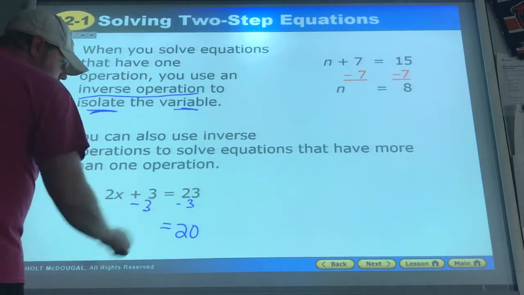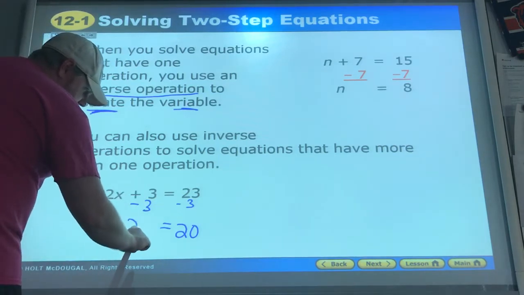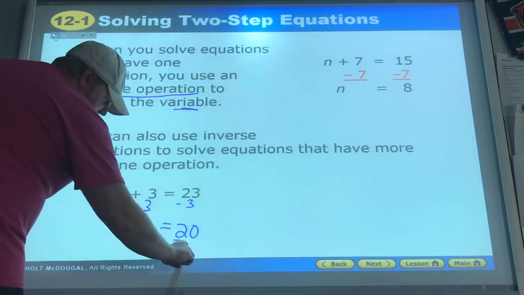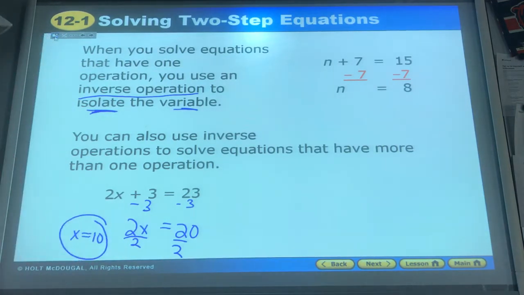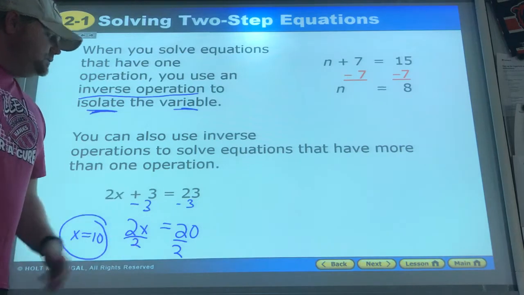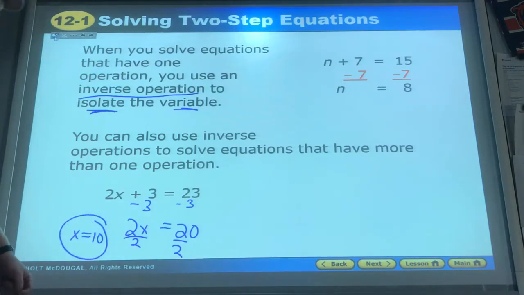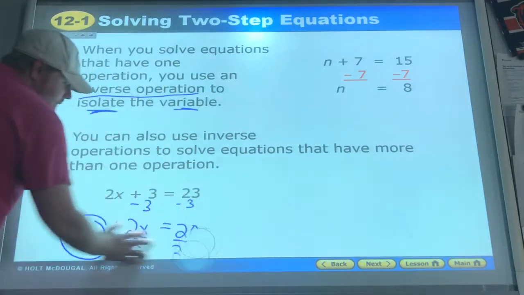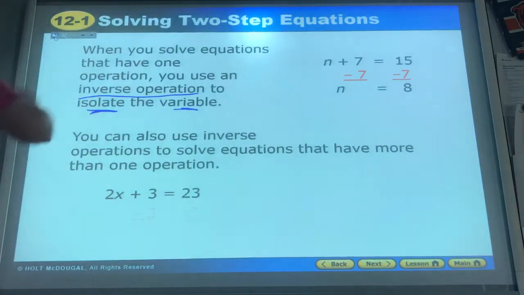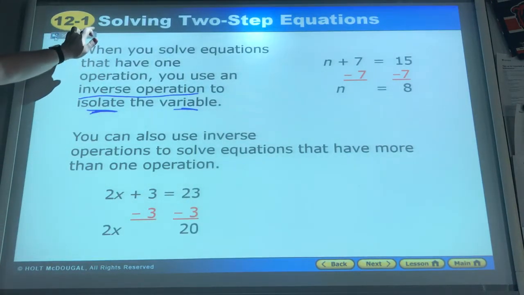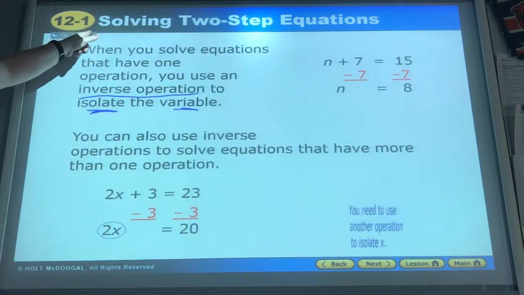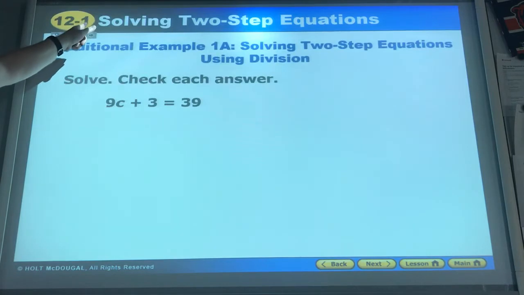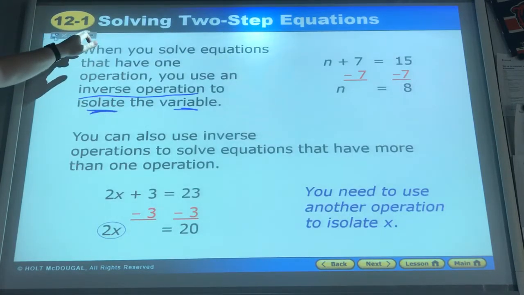All right. Minus 3, 2x comes down. We divide by 2, x equals 10. We focus on the addition and subtraction first, then we undo the multiplication. Subtraction. Okay, this is not isolated. We want to isolate. So then we divide by 2 on both sides and get x equals 10.